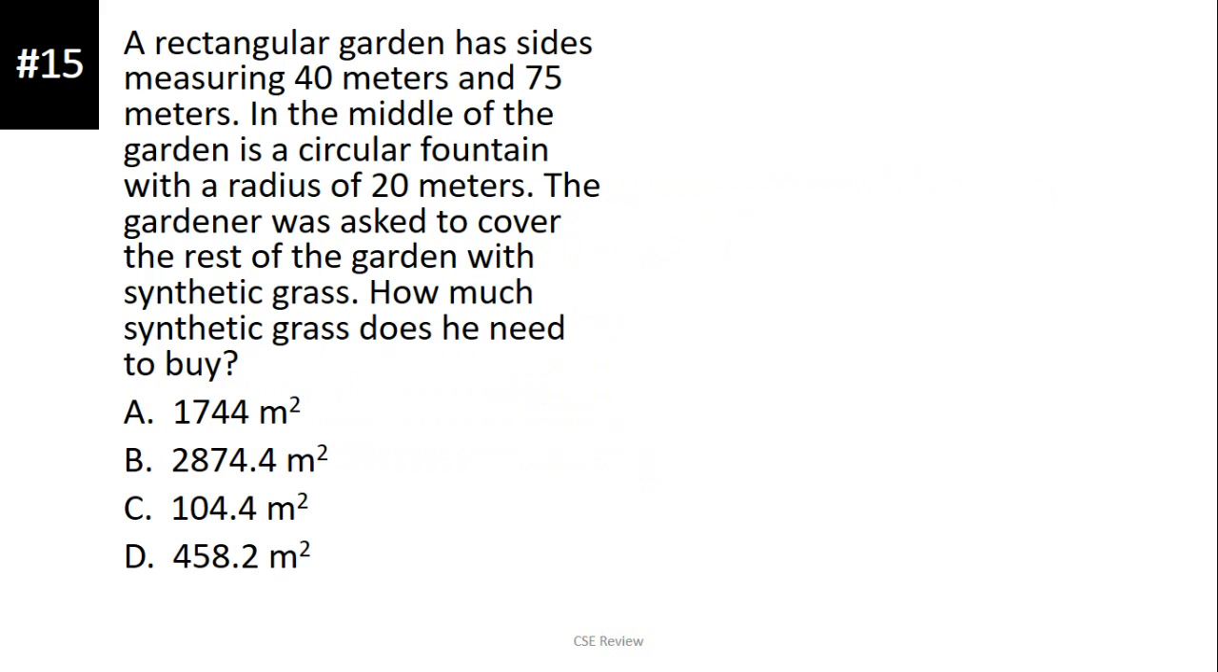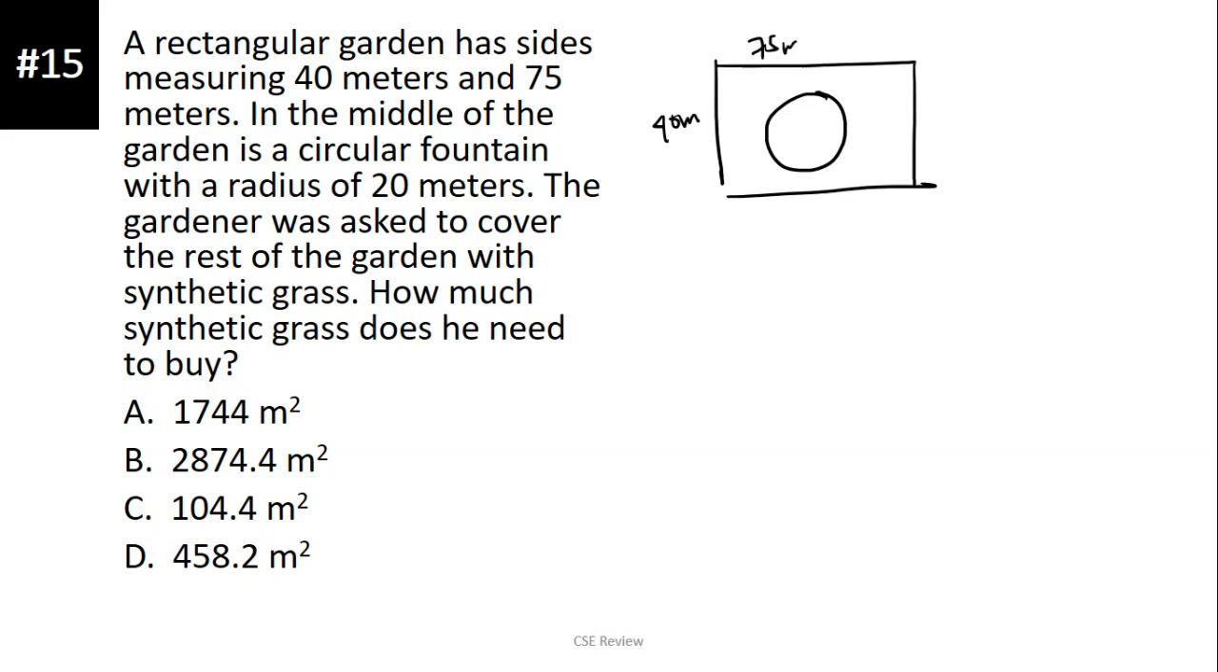Okay? Next, number 15. A rectangular garden size measuring 40 meters and 75 meters. In the middle of the garden is a circular fountain with a radius of 20 meters. The gardener was asked to cover the rest of the garden with synthetic grass. How much synthetic grass does he need to buy? Now, when it comes to geometric questions, make sure that you draw the problem para hindi kayo masyadong maguluhan. So, may rectangular garden, tapos sa gitna merong fountain. Ang sides daw niya ay 40 meters by 75 meters. Yung circular fountain naman, ang radius niya, which is this, yung kalahati is 20 meters.